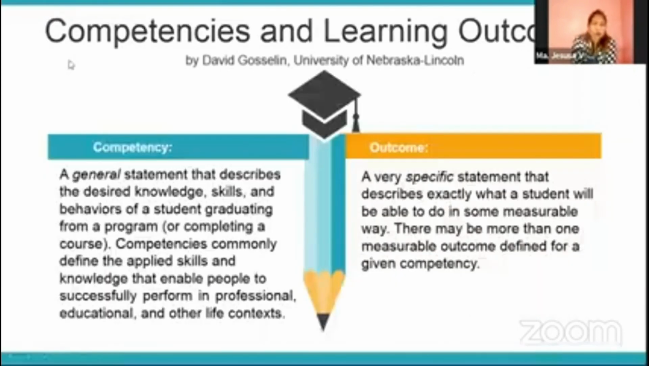Okay, so competency is a general statement that describes the desired knowledge, skills, and behaviors of a student graduating from a program. Competency is commonly defined as the applied skills and knowledge that enable people to successfully perform in professional, educational, and other life contexts.